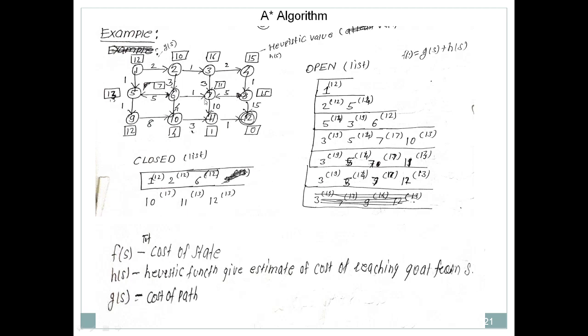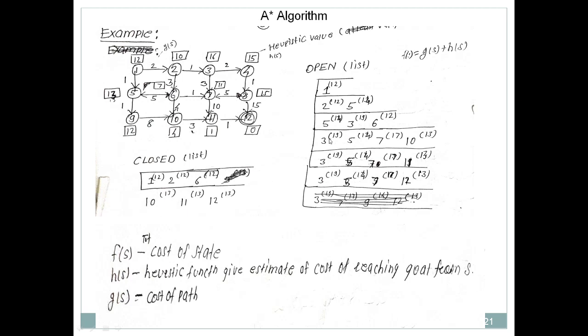Two successors, one is 7 and the second one is 10. So similarly you need to calculate the f value for 7. How to calculate this? 2 plus 3, 5, 5 plus 1, 6, 6 plus 11, 17. So for 7 the f value is 17. Similarly we need to calculate the f value for 10. 2 plus 3, 5, 5 plus 4, 9, 9 plus 4, 13. So for 10 its value is 13.